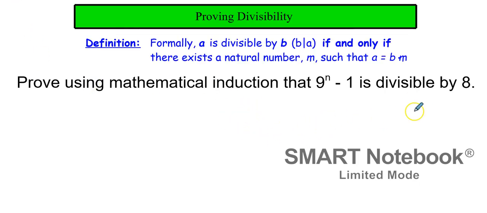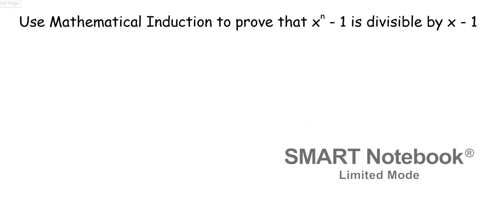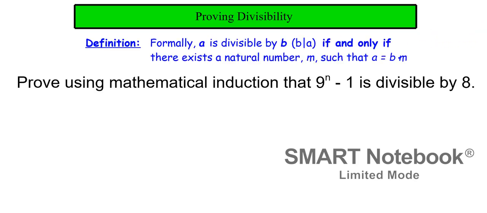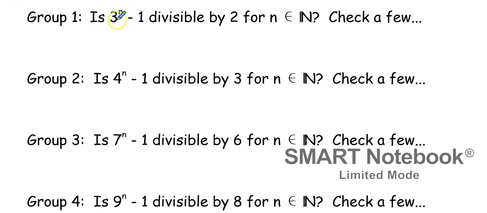So hopefully you've checked a few of these cases, made sure that they make sense. So what we want to do is prove using math induction that all of these cases actually work. So if I pick a number and I raise it to the n power and then I subtract 1 from that, it's actually always divisible by a number one less. And you can see that pattern here. So if I raise 3 to a power and then subtract 1, it's divisible by 1 less than 3. 4 to a power minus 1 is divisible by 1 less than 4, and so on.